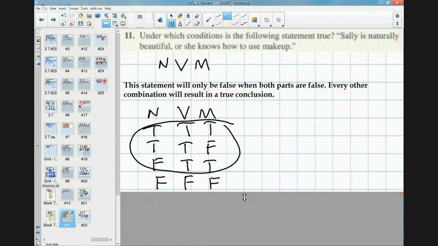Well, the only one that will be false is the bottom one, right? I heard you say it: the only time they're going to be false is when they're both false, like down here. Doesn't that mean the other three are going to be true? Sure, look.